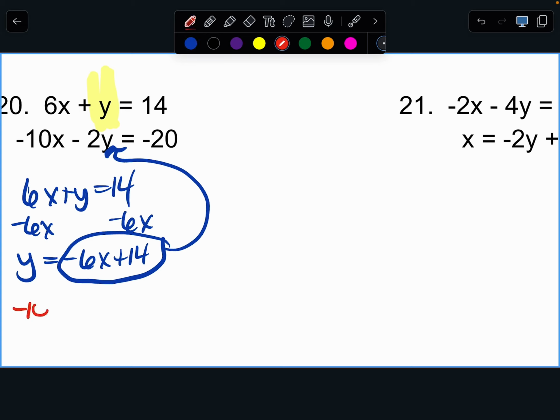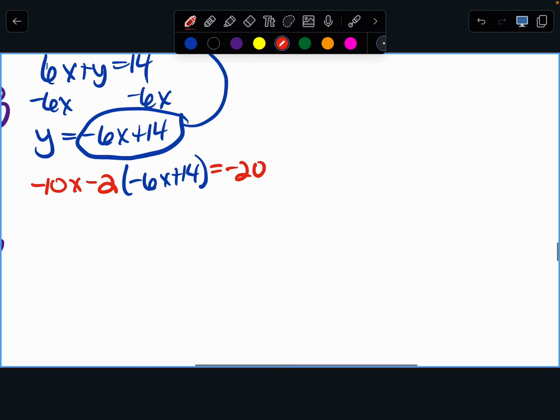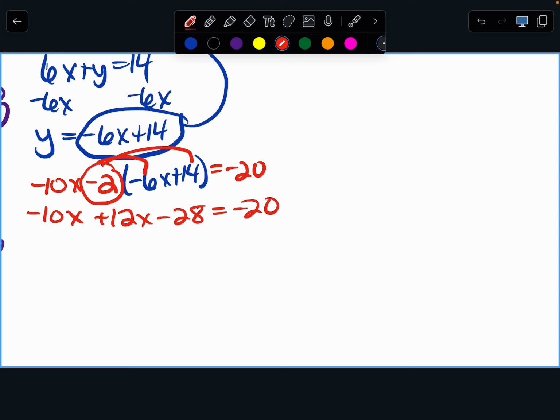I write down the negative 10x minus 2. I replace the y with negative 6x plus 14 equals negative 20. All I've done is replace the y with what y equals. Negative 10x, remember to multiply by negative 2. I would get plus 12x. Multiply by negative 2, get negative 28 equals negative 20.